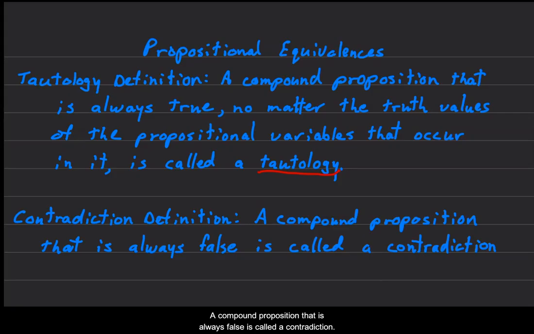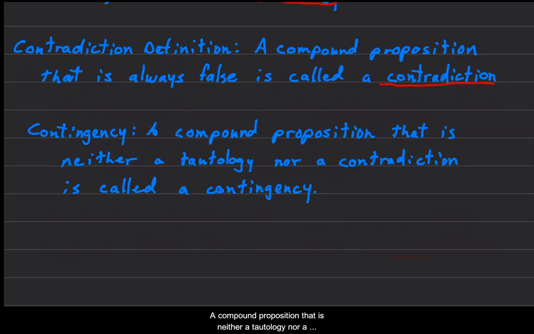A compound proposition that is always false is called a contradiction. A compound proposition that is neither a tautology nor a contradiction is called a contingency.